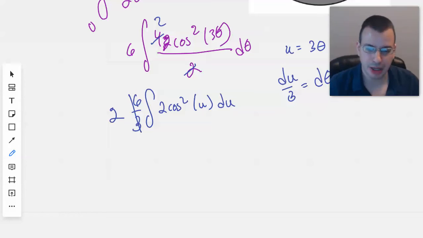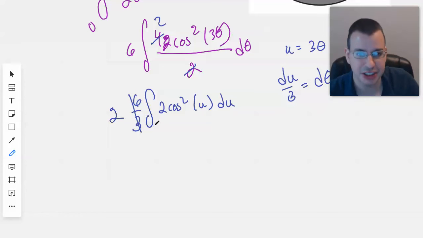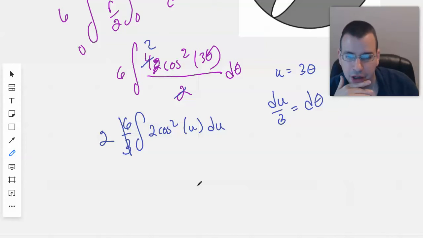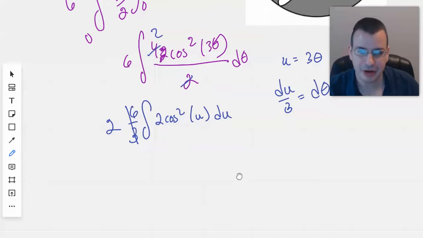One thing you could probably do is actually find the limits of integration by plugging 0 and pi over 6 into u, and then just put this into your calculator and use your calculator to solve it. I'd rather not do that.